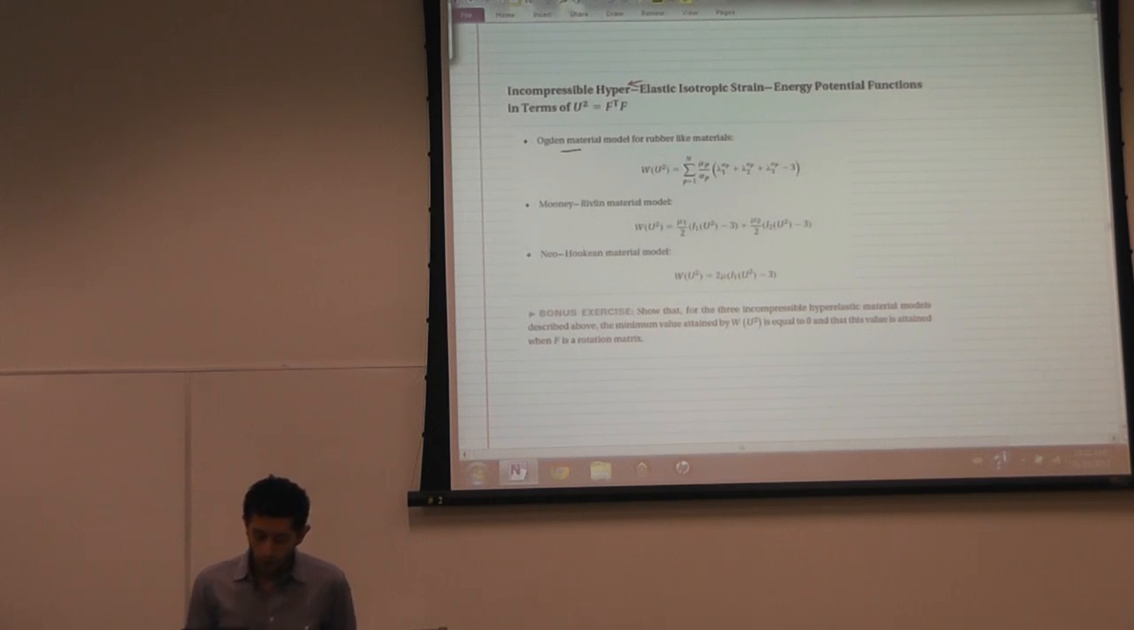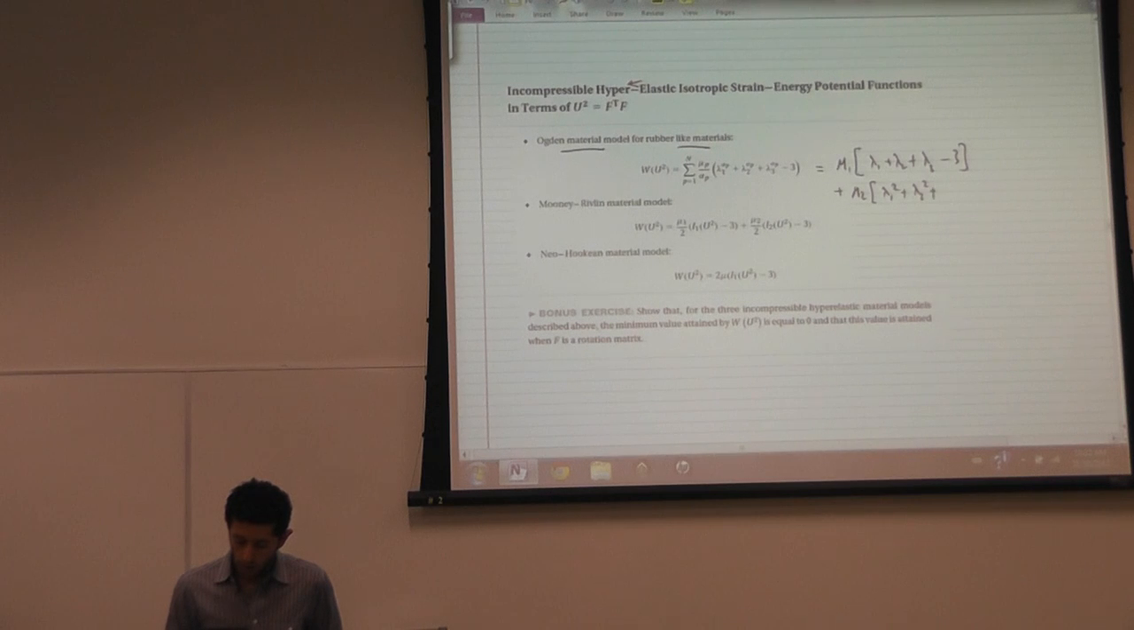For example, the Ogden material model for rubber-like materials has this form, mu p divided by alpha p, where you can choose N number of components, so material constants multiplied by lambda 1 to the power alpha p. So for example, you can say my material will have three constants. The first constant with power 1, so mu 1 times lambda 1 plus lambda 2 plus lambda 3 minus 3, plus mu 2, another constant, times lambda 1 squared plus lambda 2 squared plus lambda 3 squared minus 3. Or plus a third constant, and you can go forever.